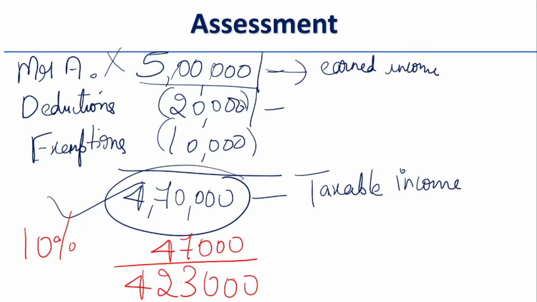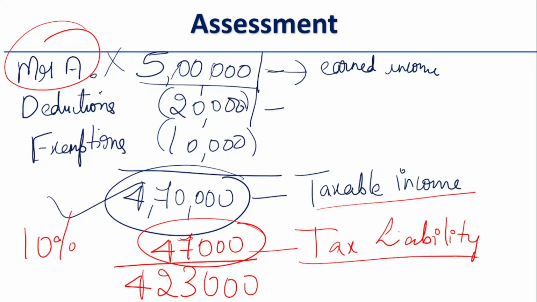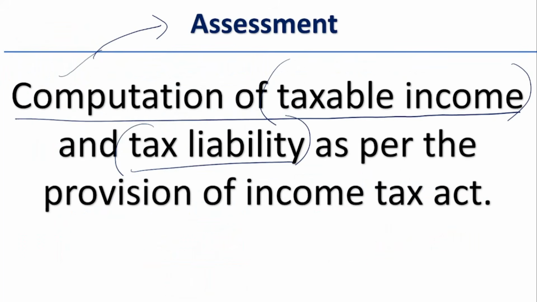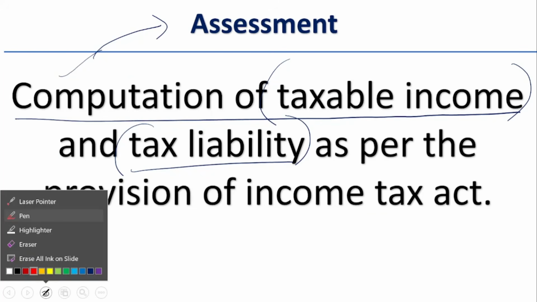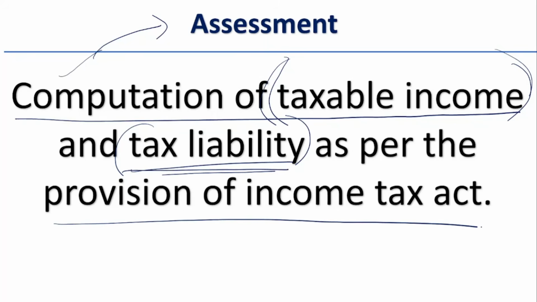So here, what is this 47,000? This 47,000 is the tax liability. Means Mr. A has to pay this 47,000 to the government. So you understood what is taxable income and tax liability. So computation means finding out how much is my taxable income and what is the tax liability I need to pay as per the Income Tax Act. That process is known as assessment.